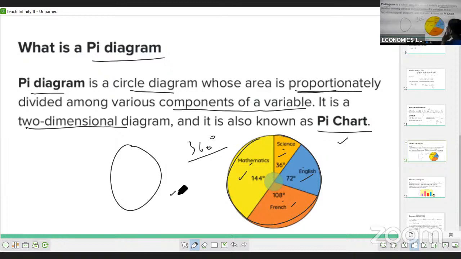The pie diagram or pie chart is also most important, children. Depending upon the variables, the area in the circle will be divided. So it is a two-dimensional diagram and is also called a pie chart. Okay. Next.